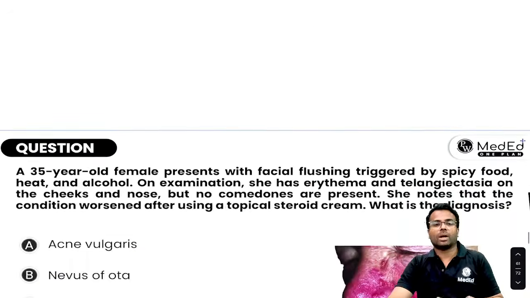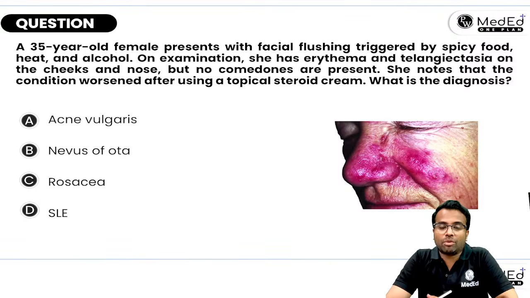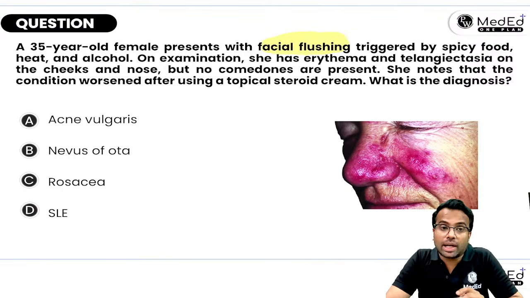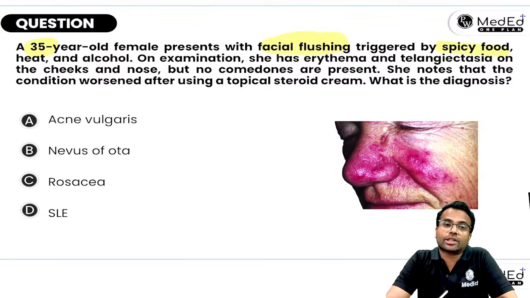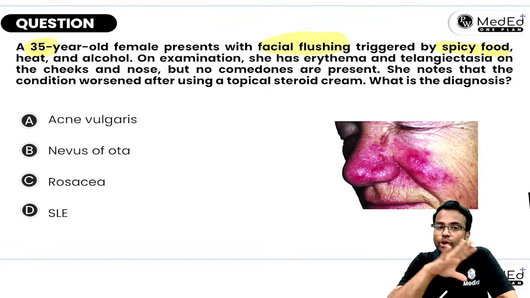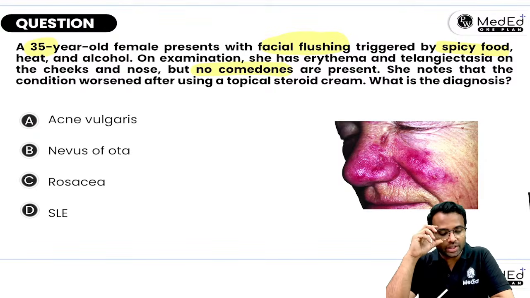Moving to the next one now. A 35-year-old female presents with facial flushing, which is triggered by spicy food. There is a complaint of flushing in a middle-aged patient, and she says it is triggered by spicy food, heat, or alcohol. On examination, she has erythema and telangiectasia on the cheeks and nose, but no comedones are present. She notes that the condition worsened after using a topical steroid cream. What is the diagnosis?